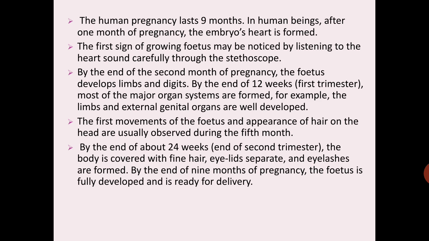Human pregnancy lasts for 9 months. After 1 month of pregnancy, the embryo's heart is formed. The first sign of a growing fetus may be noticed by listening to the heart sound carefully through a stethoscope. By the end of the 2nd month, the fetus develops limbs and digits. By the end of 12 weeks, most of the major organ systems are formed. For example, the limbs and the external genital organs are well developed.